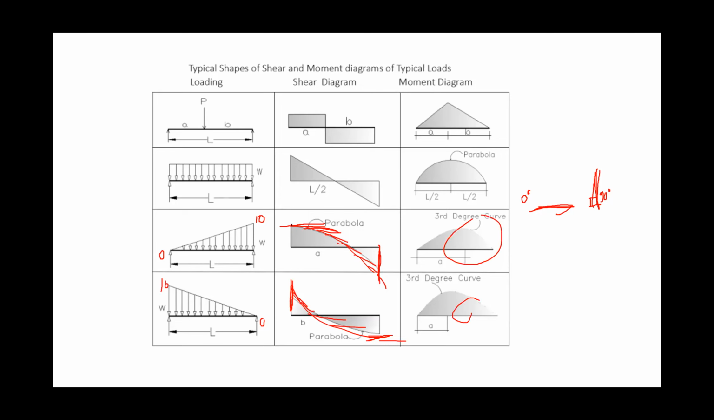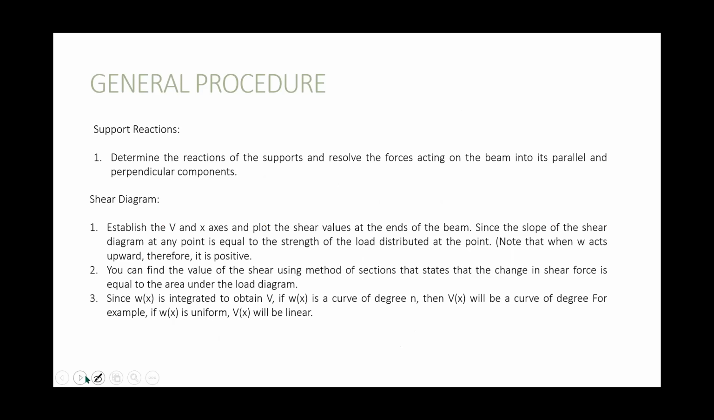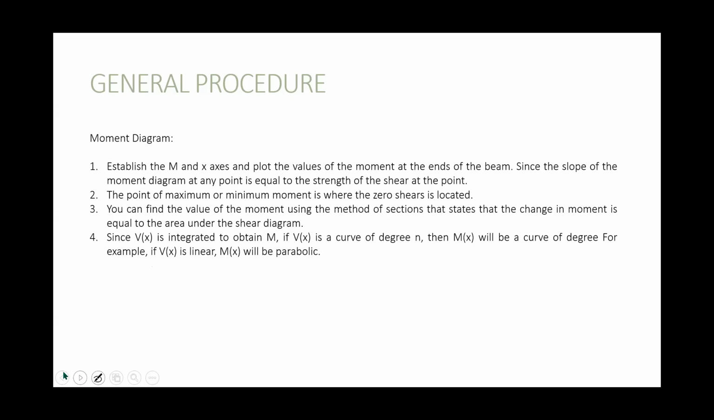Since this is, dun pa rin kayo mag-base sa decreasing tsaka increasing. Tandaan nyo lang yung 0 degree tsaka 90 degree. Okay? Ano pa ba? Yun. So, general procedure. Para mas madali, mas maganda kasing nadodrawing nyo yung shear moment diagram. Mag-base kayo dun sa pagkakaintindi natin dun sa changes sa beam.